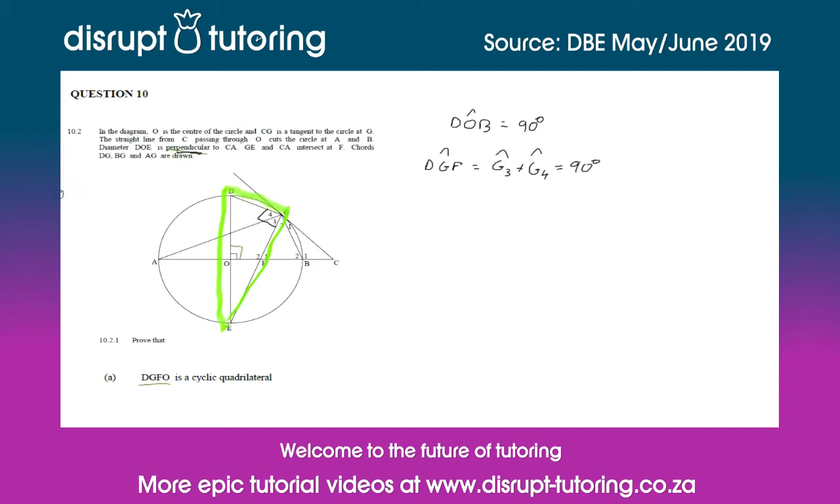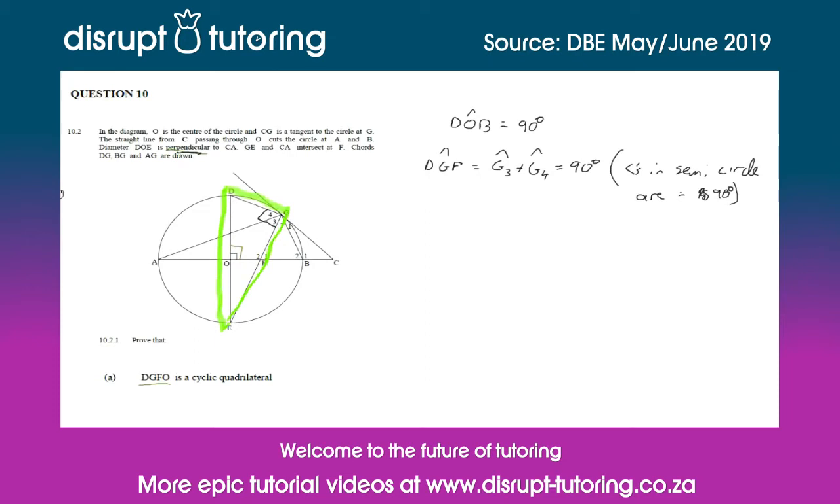As I said, the reason here is angles in a semicircle are equal to 90 degrees. That's the theorem.